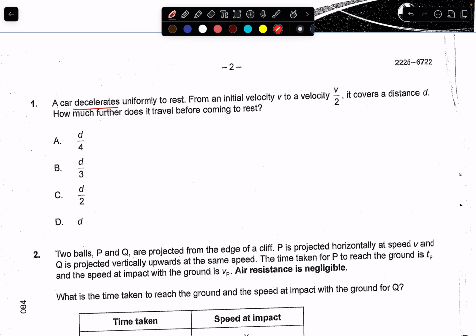A car decelerates uniformly to rest. From an initial velocity v to a velocity of v over 2, it covers a distance d. How much further does it travel before coming to rest?